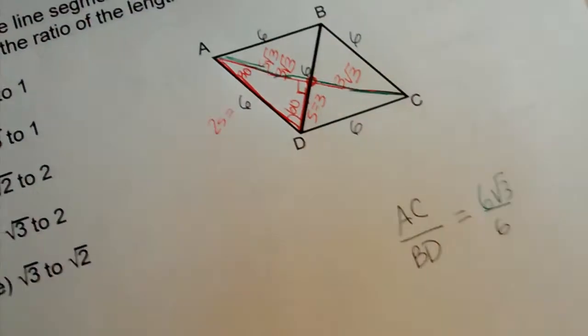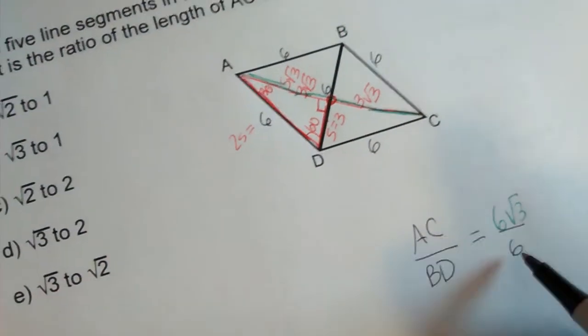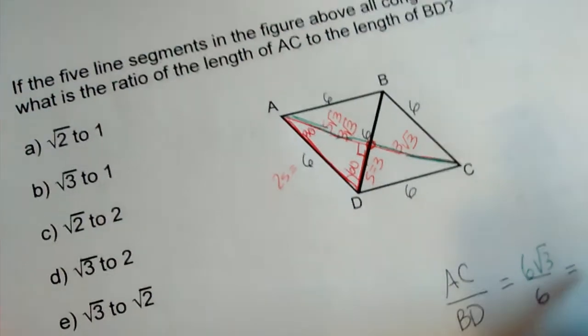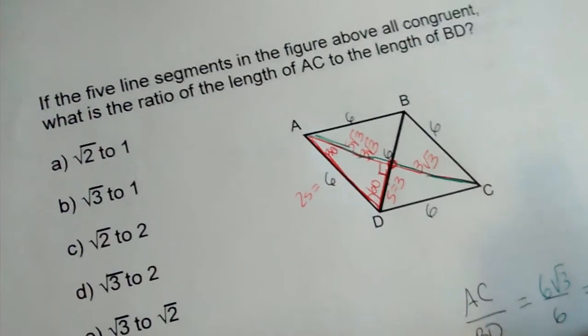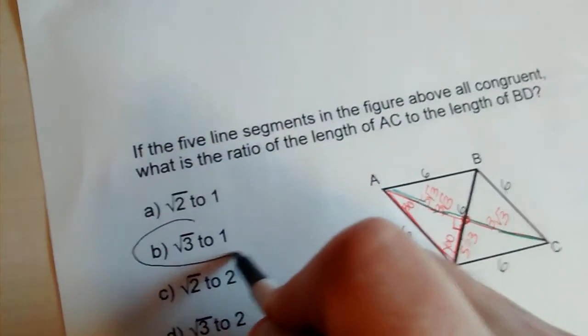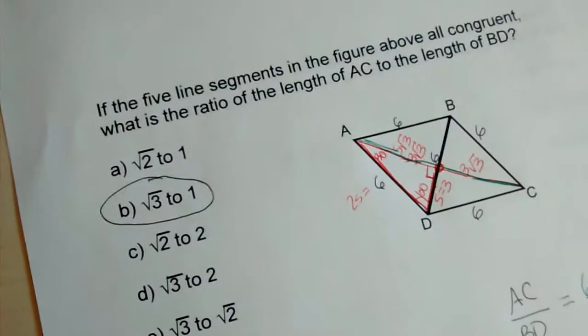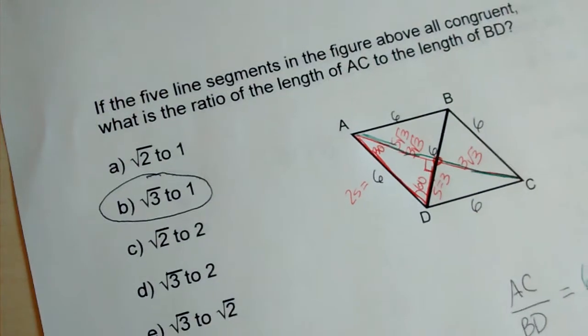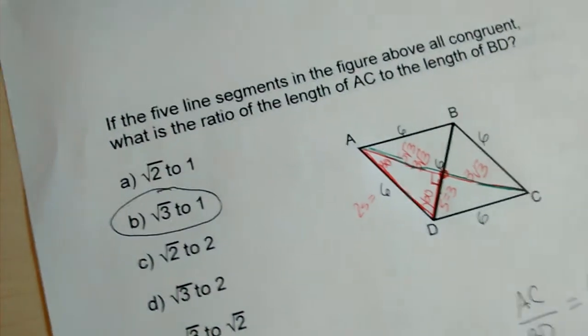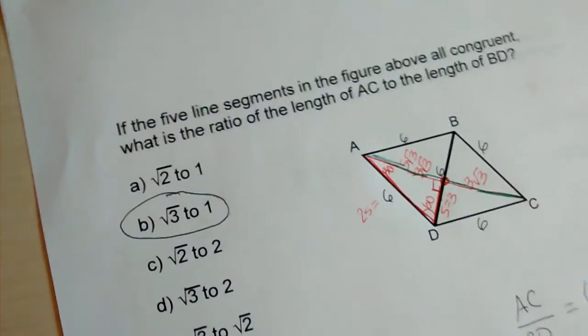So it turns out in my work that I have 6 root 3 over 6. That's going to boil down to root 3, or root 3 to 1, which if I go back to my options, is going to be option B. So even though it didn't turn out I needed to rationalize, trying to pick something where I can divide by what potential square root I might have is always a good idea.